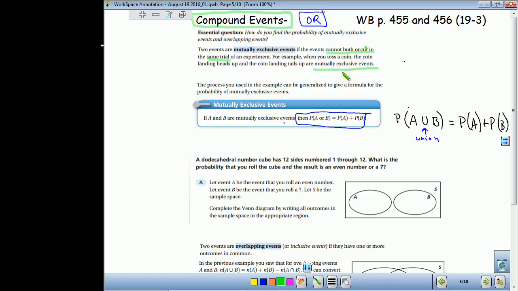No, it's not possible for that to happen at the same time. So this would be considered a mutually exclusive event. Yes, ma'am. Is time a mutually exclusive event? Is time? It's like it can't be 2 times at the same time.